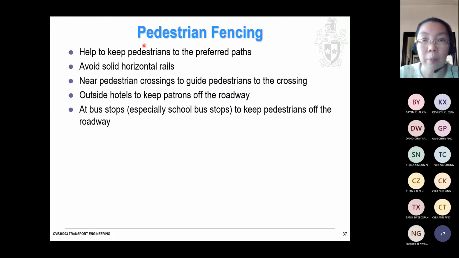Then we also have pedestrian fencing, and this is to keep pedestrians to the preferred path. We don't want them to go into different areas, so we fence it up so that they are only allowed to walk within that area. Avoid solid horizontal rails near pedestrian crossings, to guide pedestrians to the crossing. It is sometimes used outside hotels to keep patrons off the roadway, and at bus stops to keep pedestrians off the roadway as well.